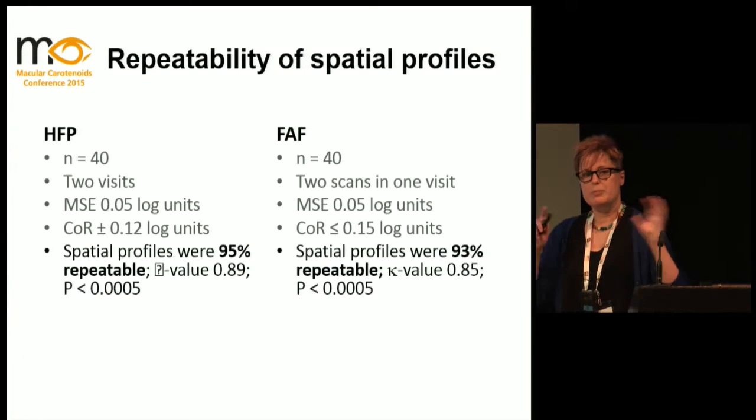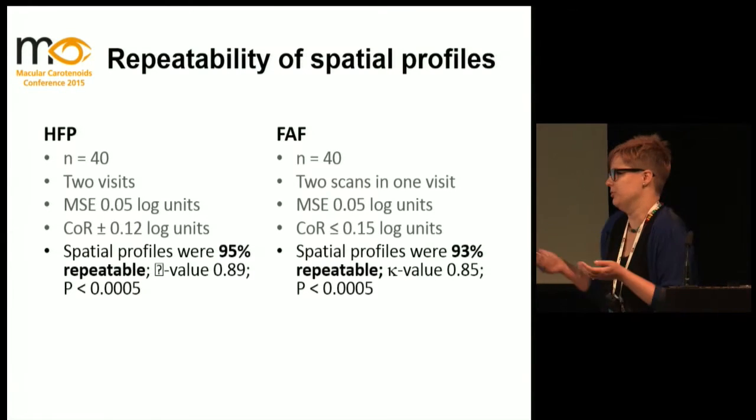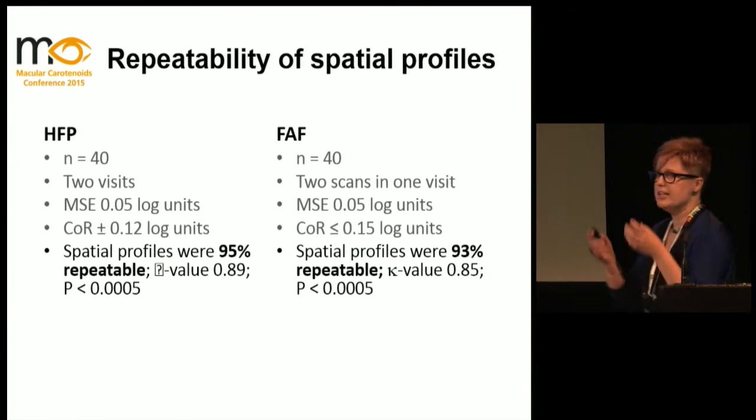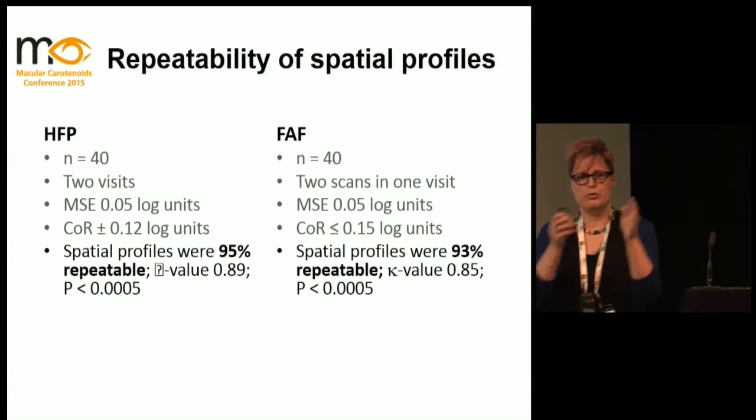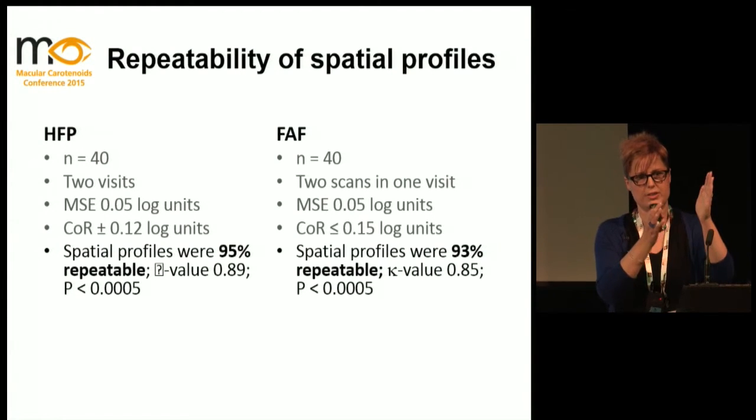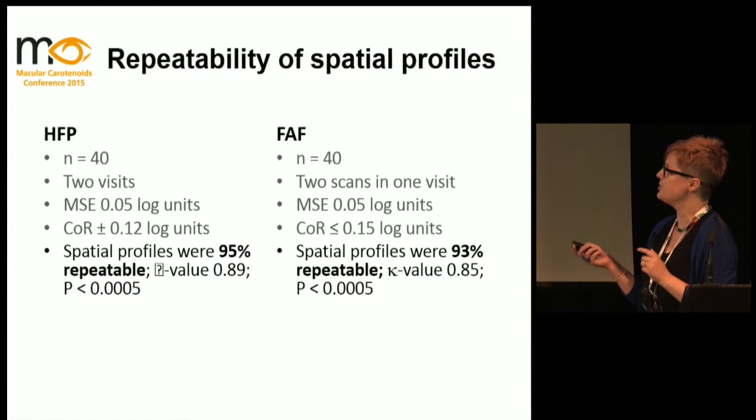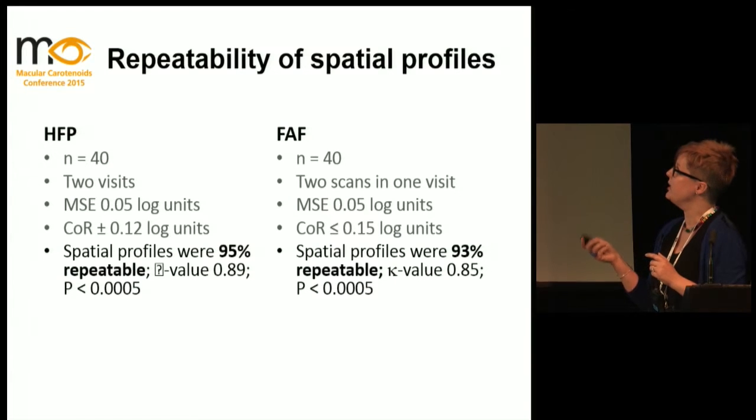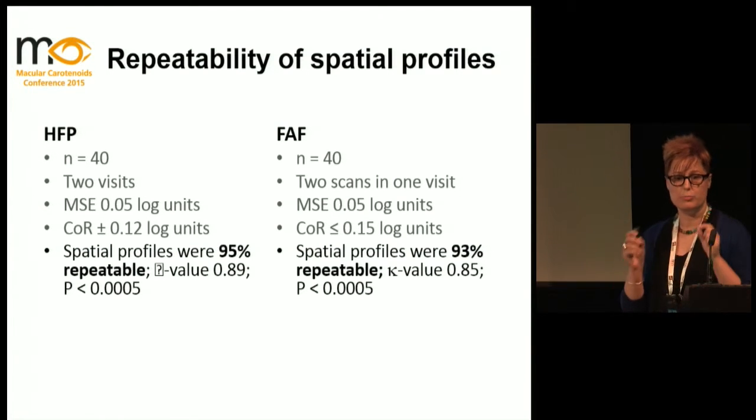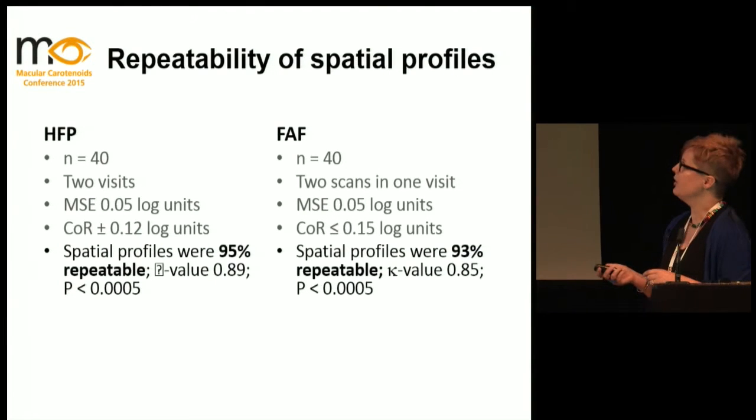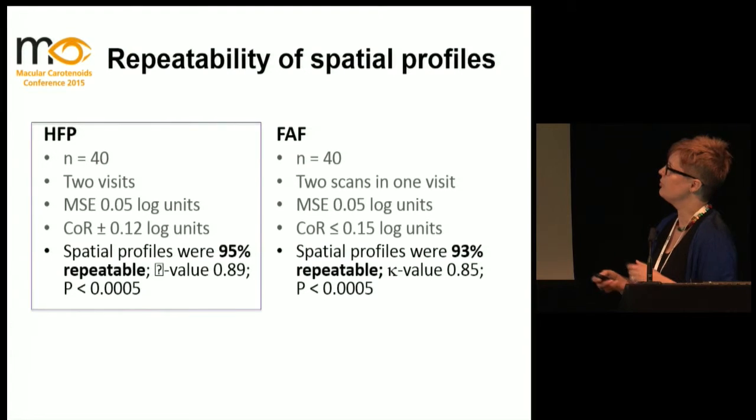So let's have a look at the repeatability of this objective spatial profile method. I would like to point out that the strength of the agreement between objectively classifying the first scan versus the second scan is visualized using the overall percentage agreement and the kappa value together. When we look at HFP and FAV, we find that this objective profiling system is highly repeatable.